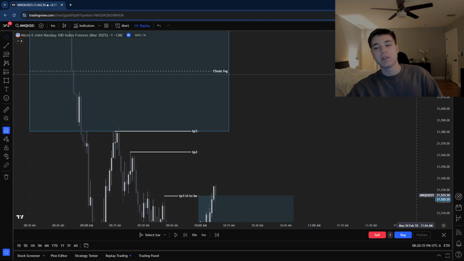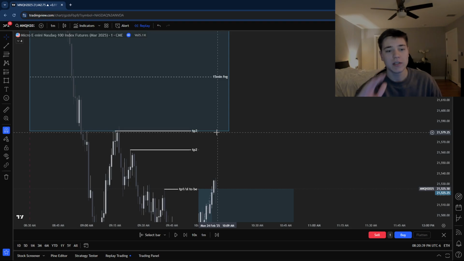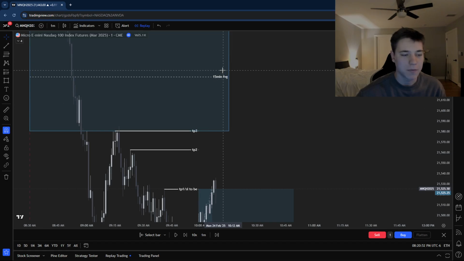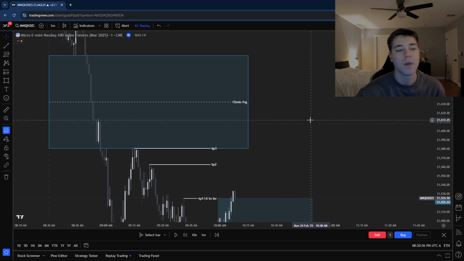Now we have this 15-minute fair value gap. So at this point, like I said earlier, I want to have at least half of my position closed before I enter a 15-minute fair value gap. So like you see right here, we have our first take profit, second take profit, third take profit. And obviously the third take profit is the entrance to that 15-minute. Okay, so now what I want to do is start moving up a little bit.